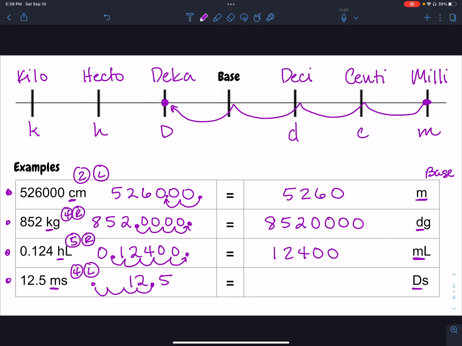Now just like we saw before, we had to add zeros. We have to do the same thing here. So I'm going to need a 0 here and a 0 here. The difference is the number is getting smaller. So I'm going to rewrite this as 0.00125. All right, so 12.5 milliseconds is equal to 0.00125 decaseconds. Okay, so that's just showing you how to fill out the line and then how to use it.